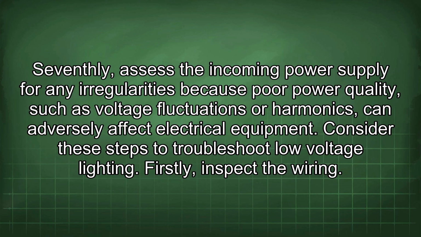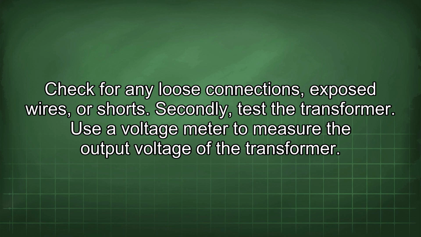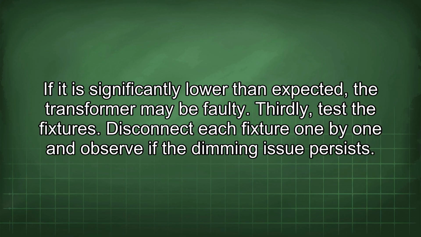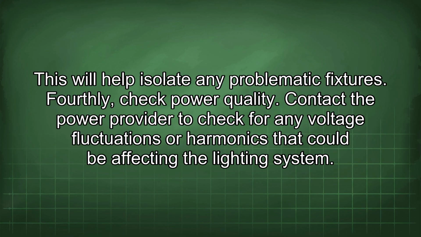Consider these steps to troubleshoot low voltage lighting. Firstly, inspect the wiring. Check for any loose connections, exposed wires, or shorts. Secondly, test the transformer. Use a voltage meter to measure the output voltage of the transformer. If it is significantly lower than expected, the transformer may be faulty. Thirdly, test the fixtures. Disconnect each fixture one by one and observe if the dimming issue persists. This will help isolate any problematic fixtures.